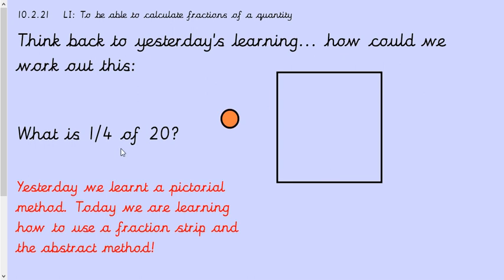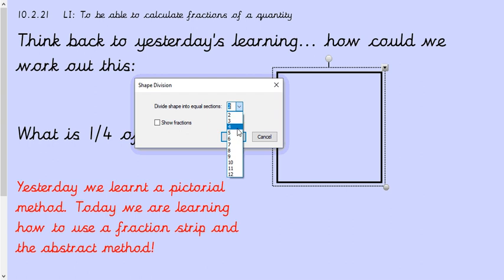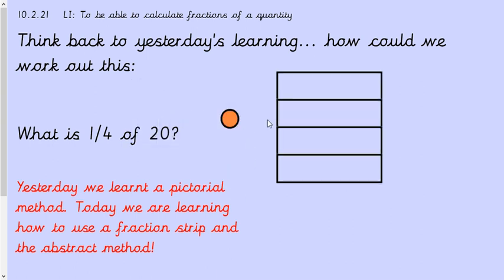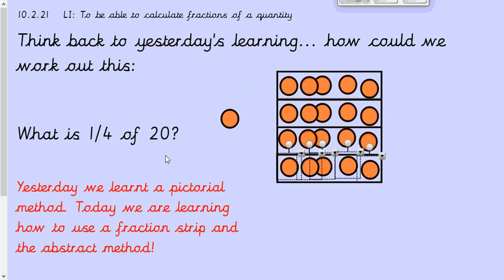So how could we find out 1/4 of 20 using this method from yesterday? If you want to have a quick go, then pause the video, have a go. If not, then I will go through it with you. So we're looking at a quarter, so therefore we need to split our shape up into 4 equal parts. And then we need to share 20 counters in these 4 sections. So I have shared out 20 counters into these 4 equal sections. And then if we're only looking at 1/4, we just count how many are in one section. So we have 1, 2, 3, 4, 5. So 1/4 of 20 is 5.